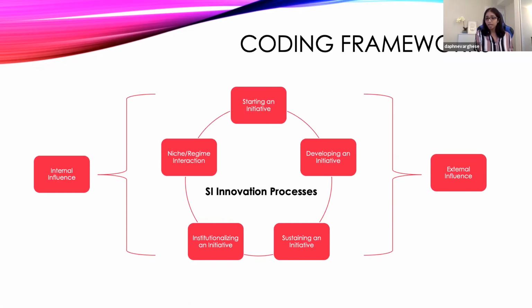So on the right hand of the screen, you can see how when an initiative is transitioning from its starting to its sustaining phase, the SI initiative could be driven early on to create external influence. However, if an SI initiative is within its institutionalizing phase and is confronted with the niche regime, the SI could be driven to make more internal influence. So we wanted to see if this coding framework and the rationale for it would match up with the data.